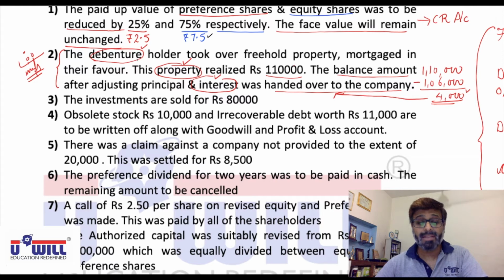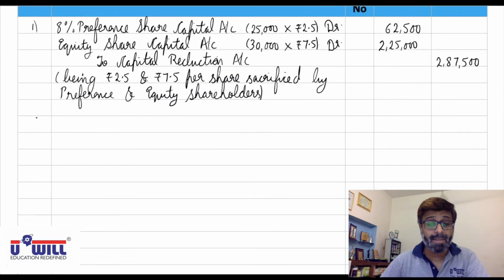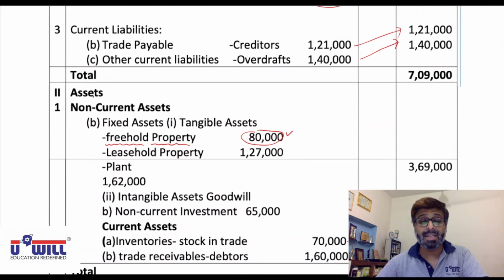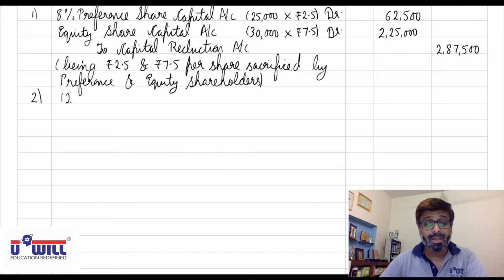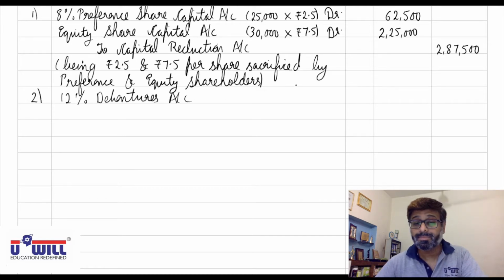Debentures have credit balance. To close it, we will reverse and debit. Then I repeat, debentures have credit balance. To close it, we will reverse and debit. So 12% debentures you all can see in the balance sheet. 12% debentures account debit with 1 lakh.